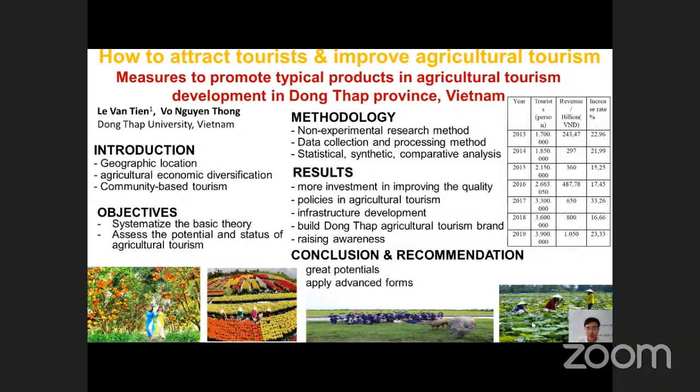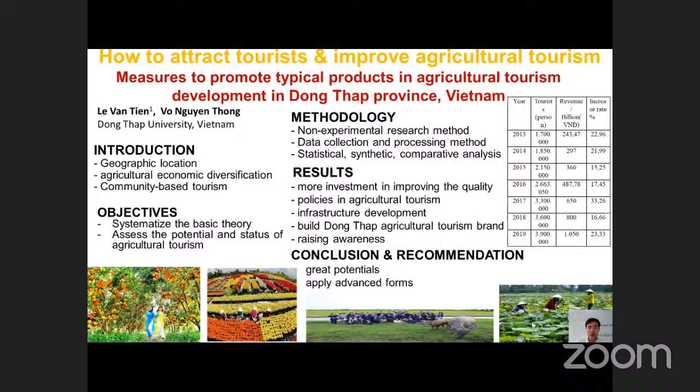And the fifth is strengthening education, raising awareness of environmental protection for tourists. Raising the awareness of environmental protection for tourists is very necessary in order to enhance their role in actively participating in the protection of tourism resources and developing tourism in the locality.